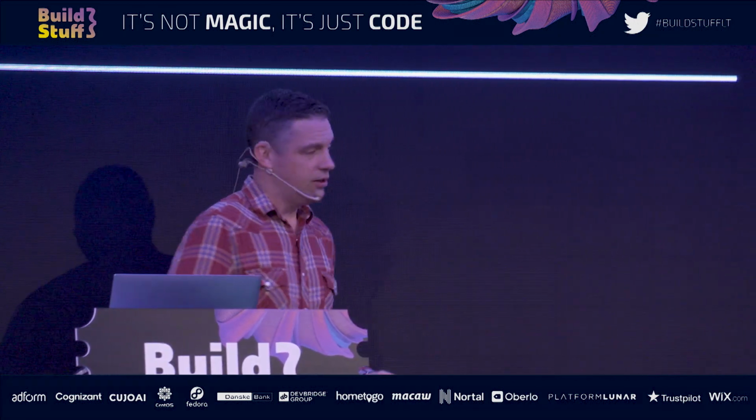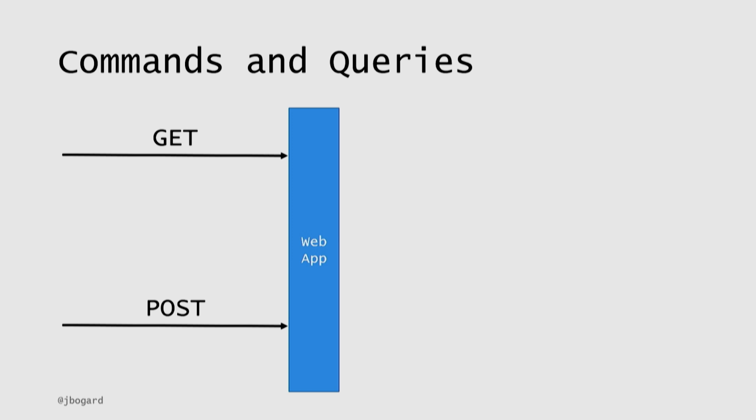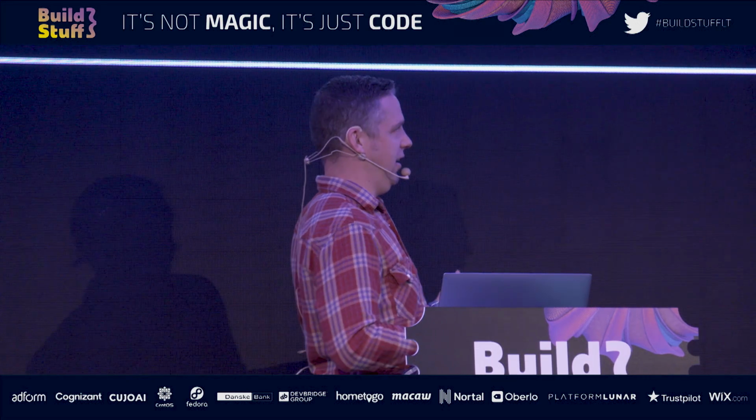So in my systems, typically I have just two basic kinds of requests. And so for a web application, that basically boils down to gets and posts. That is, I'm getting some information out of the system, or I'm performing some kind of query, or I'm posting to be able to affect some kind of change in the back end.